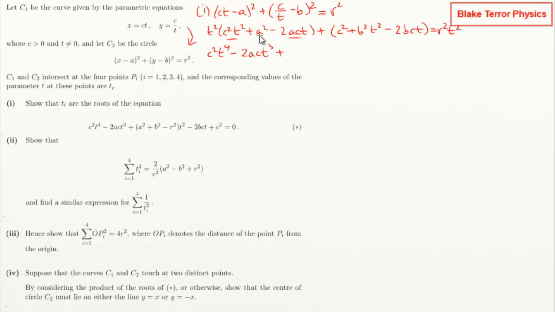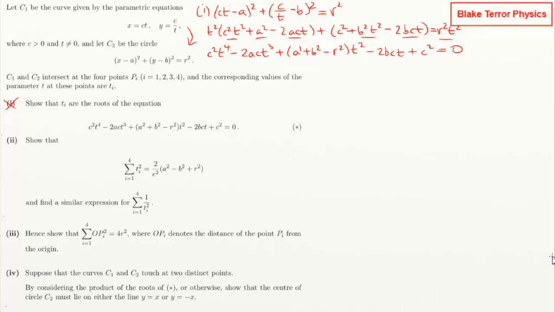For t squared, I've got an a squared, a b squared, and a minus r squared. So a squared plus b squared minus r squared, t squared. For the t term, it's just that, minus 2bct, and then that leaves me with c squared equal to 0. So a quick opener. I doubt they'll give us very much for that, but still a quick opener nonetheless.